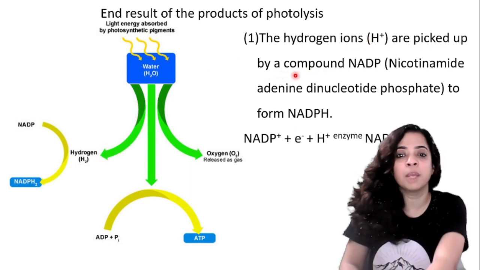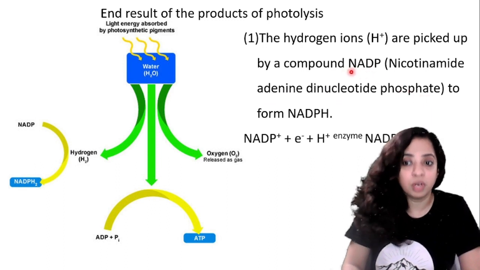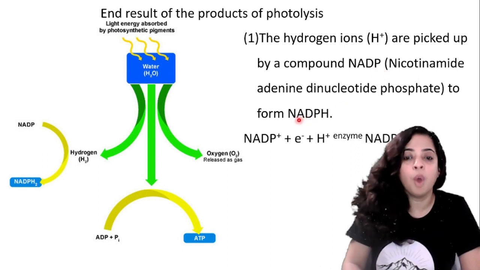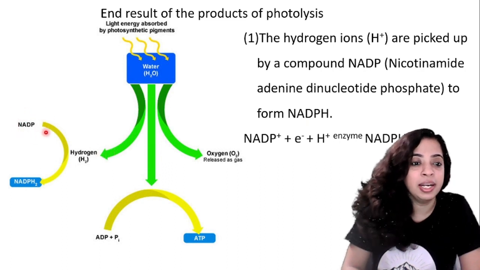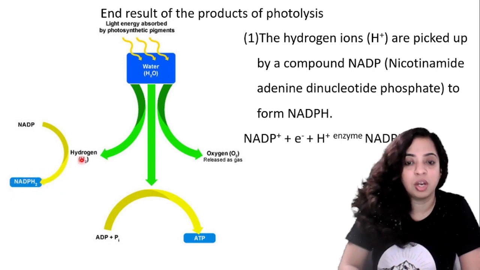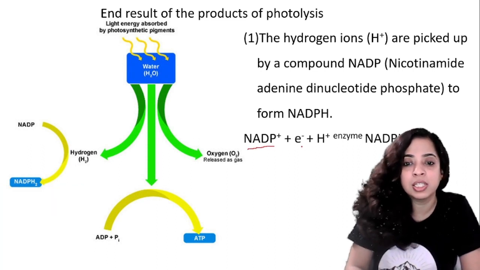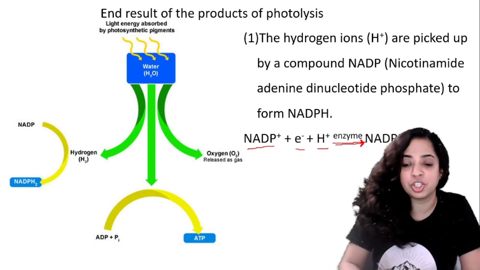The hydrogen ions are picked up by a compound NADP, that is nicotinamide adenine dinucleotide phosphate, to form NADPH. So can you see this H plus was taken by NADP. This NADP absorbed the H plus and formed NADPH. See the reaction. This is a very important reaction. NADP plus electron plus H plus in the presence of enzyme forms NADPH. Is that clear?